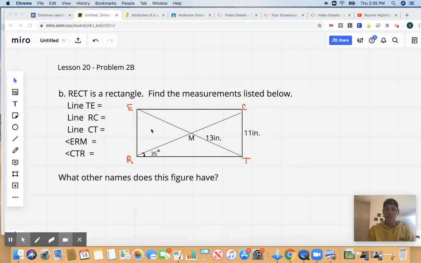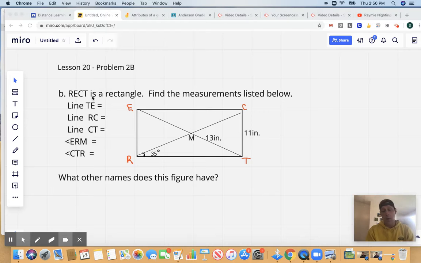The shape we see in front of us is labeled side measures R, E, C, and T. Each of these letters represents a different vertex in the shape. So remember, a vertex is just where two lines meet to form an angle in a shape. This is RECT, and we're asked about a few of the measures and angles below.